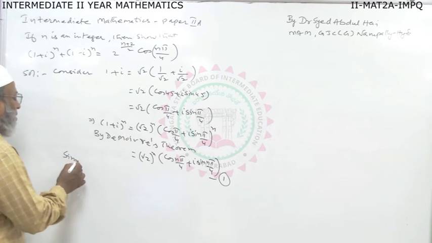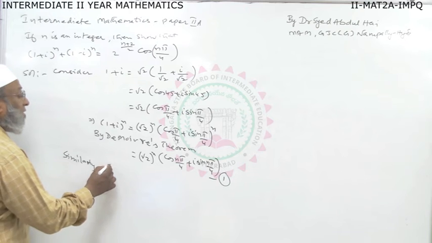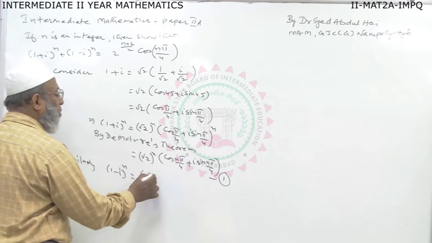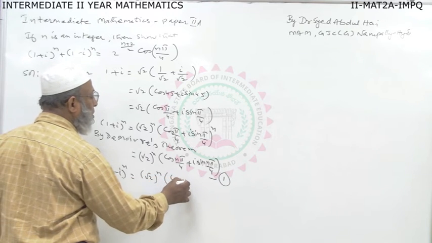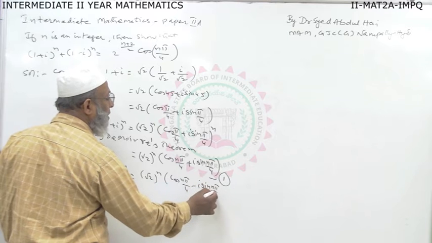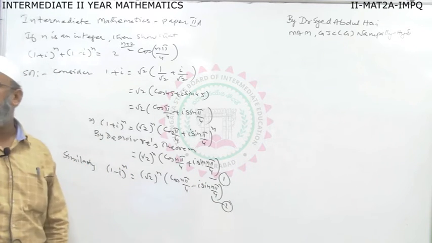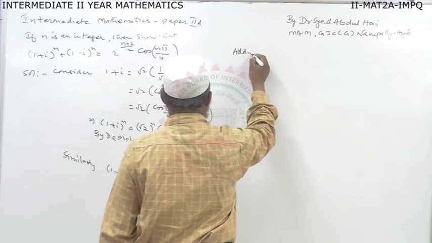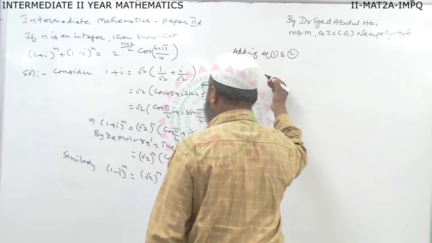Similarly, (1 minus i) whole power of n is also equal to root 2 power of n into cos n pi by 4 minus i sin n pi by 4. This is my equation 2. Is it clear? Now, adding equation 1 and 2. So, what we will get?